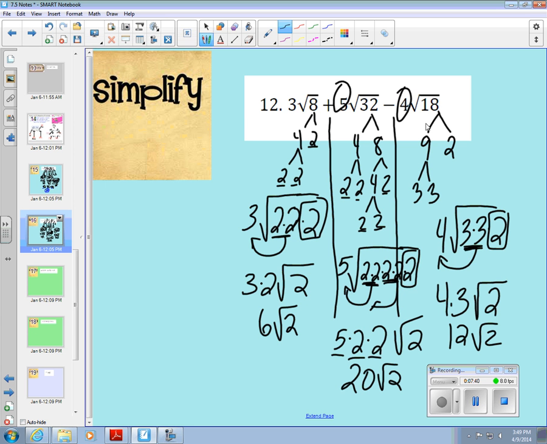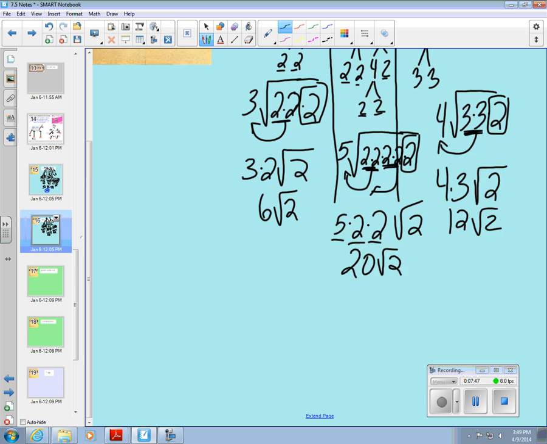So we're adding together the first 2 terms, if you look up here, and we're subtracting the second and the last. So if we rewrite this, we have 6 root 2, and we're adding our 20 root 2, and we're subtracting our 12 root 2.